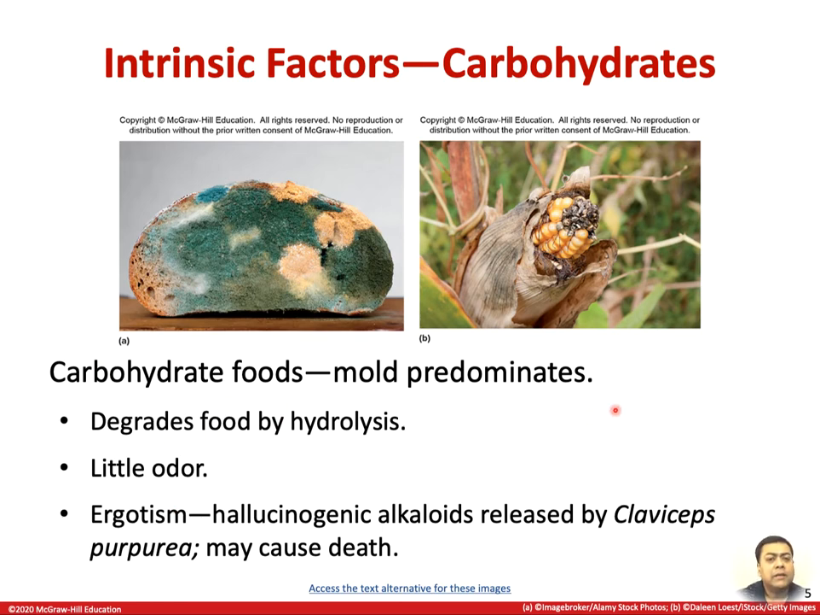On the other hand, there is another very common condition, ergotism, which happens in the ear rot of corn. This produces an alkaloid which is hallucinogenic, and sometimes hepatotoxic, meaning it is toxic to the liver. It is released by a specific type of Ascomycete, Claviceps purpurea, which produces these alkaloids that cause ergotism.